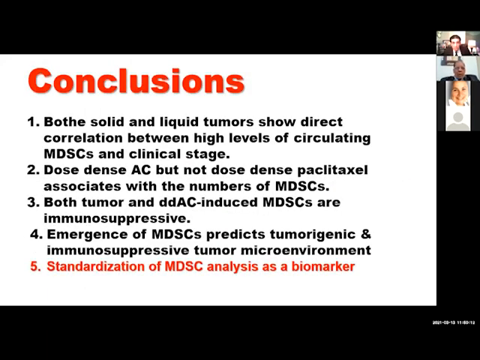So the conclusion is that both solid and liquid tumors show a direct correlation between the high level of circulating MDSC and the clinical stage. Dose-dense AC, but not dose-dense paclitaxel, is associated with the number of MDSC. And by the way, we found that other chemotherapy also induces emergence or expansion of MDSC, especially gemcitabine, but I didn't show it here. Both tumor and dose-dense AC induced MDSC are immunosuppressive, as I showed you. Emergence of MDSC predicts a tumorigenic and immunosuppressive tumor microenvironment. And now we are working on standardization of MDSC analysis as a biomarker.